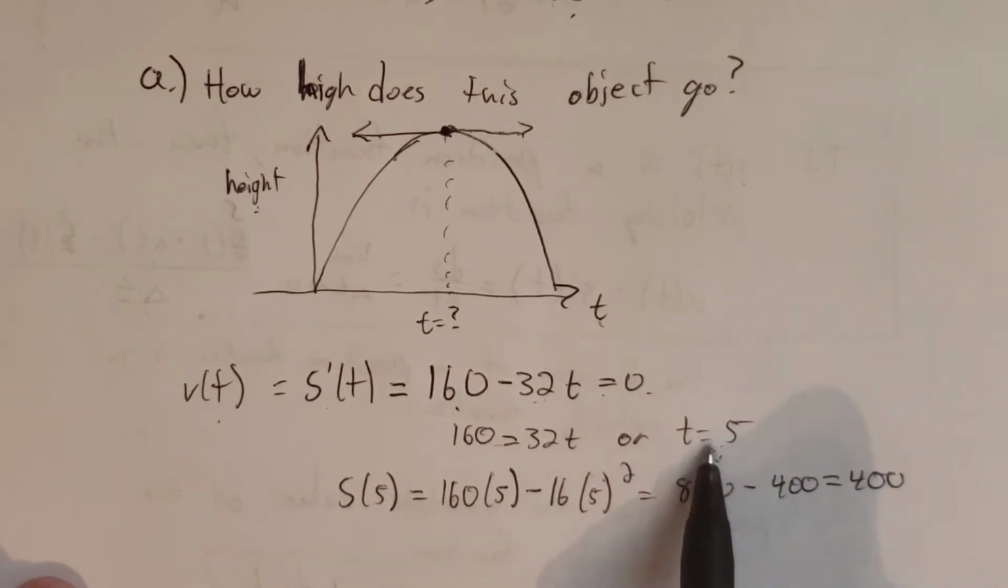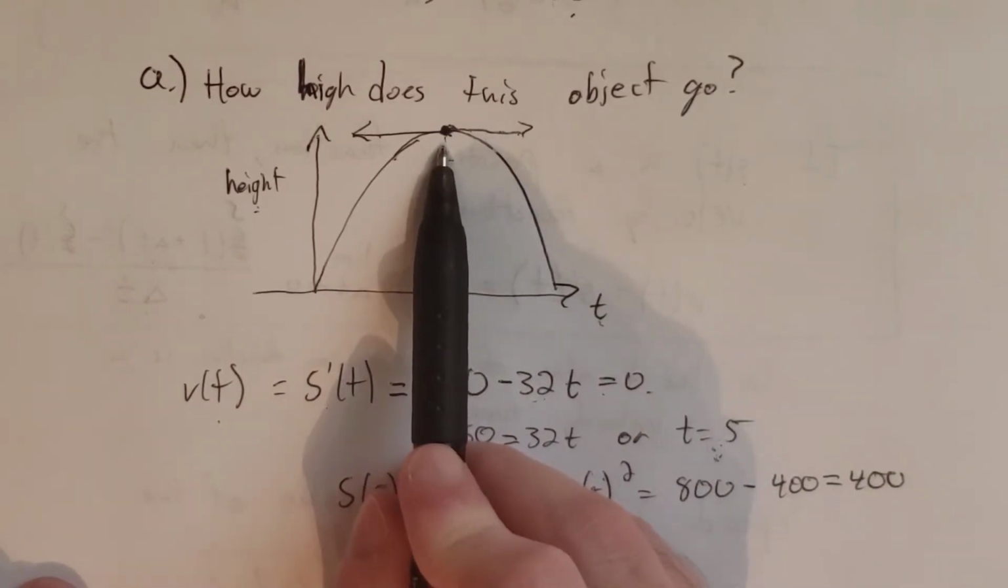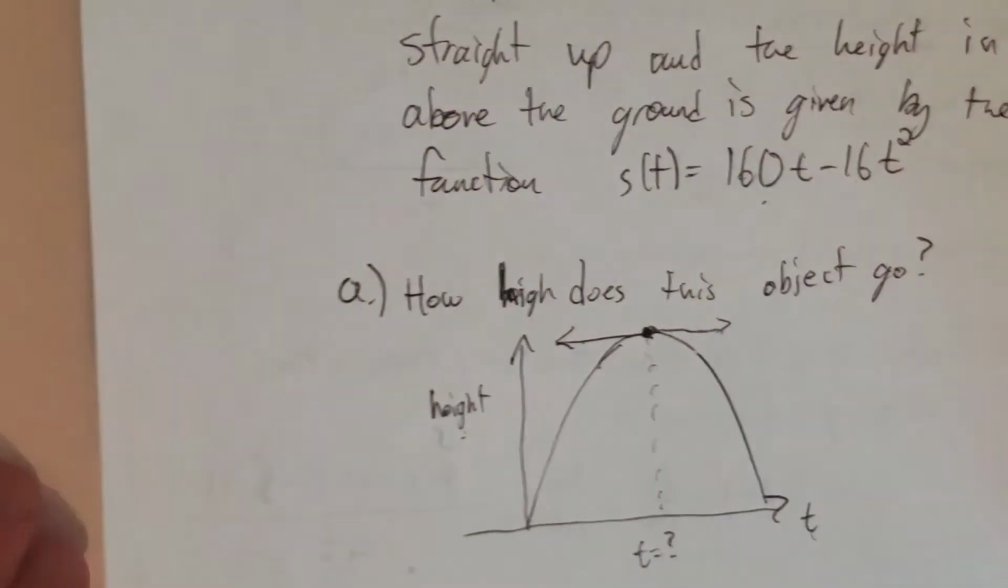So then we just want to plug in t equals 5 into our original function, because that will tell us our height. So s of 5 is 160 times 5 minus 16 times 5 squared, which is 800 minus 400, which is 400. We're going to have some more questions here.